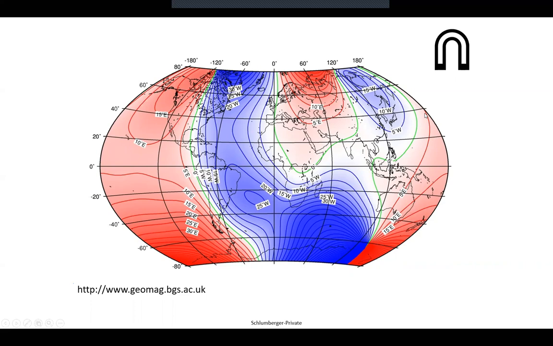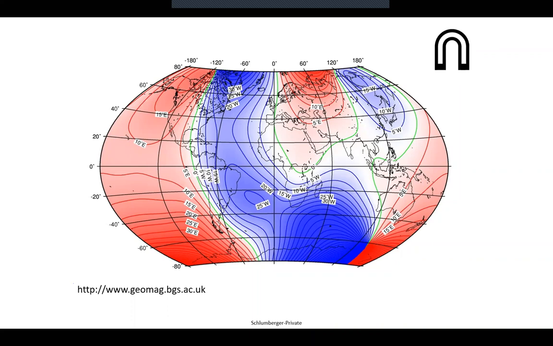All right. So this is our magnetic field, and you can see that we have areas that have a negative anomaly or a positive anomaly. And those, of course, are measured either by a magnet or, of course, with a magnetometer, which is a more powerful and more accurate tool.